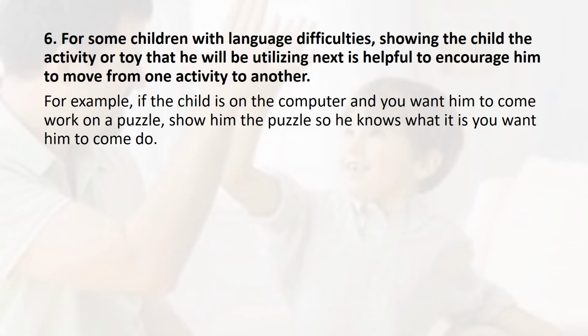Strategy number 6. For some children with language difficulties, showing the child the activity or toy that he will be utilizing next is helpful to encourage him to move from one activity to another. For example, if the child is on the computer and you want him to come work on a puzzle, show him the puzzle so he knows what it is you want him to come do.